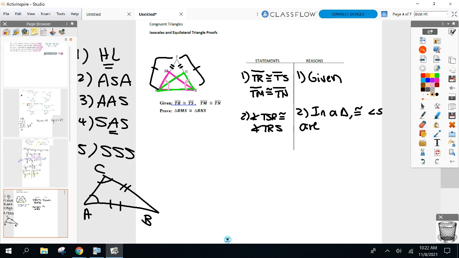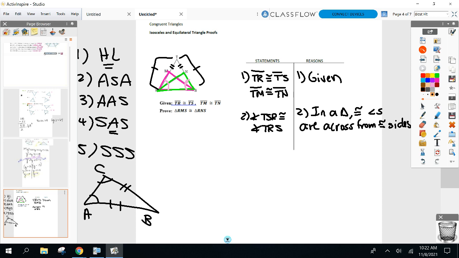What did we write? In a triangle, congruent angles are across from, you can use the word opposite too, congruent sides. Start looking for that. That's going to be huge now in your proofs.